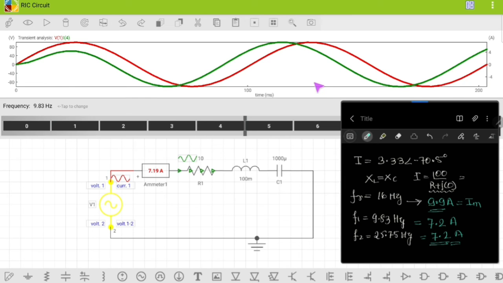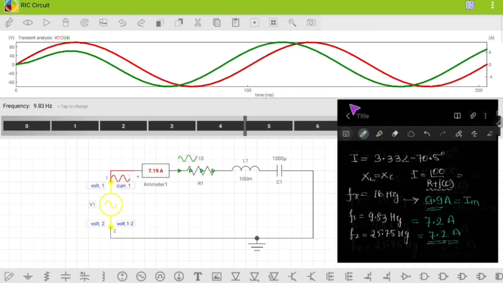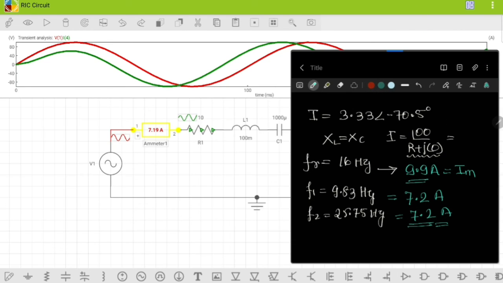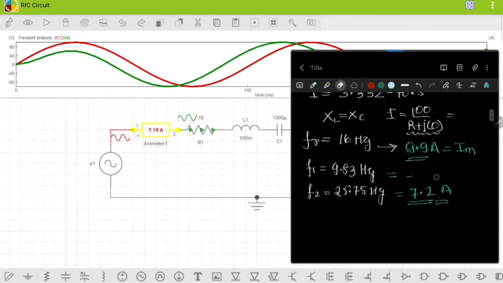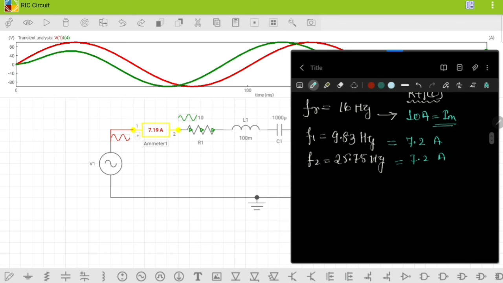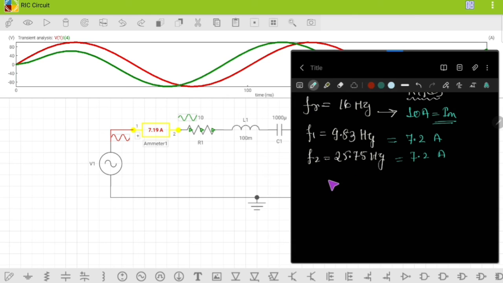Now I'll add this approximate value because this was 7.1 something, right? So this was 7.2 ampere, and let's take the maximum as 10 ampere. Your value will be approximately equal to this value because of the internal resistance of the ammeter, so don't worry about it. Now at this frequency you will get the current Im by root 2. So what is Im here? 10, right? And 10 by root 2, that is 7.1 ampere. So this is approximately equal to this value.